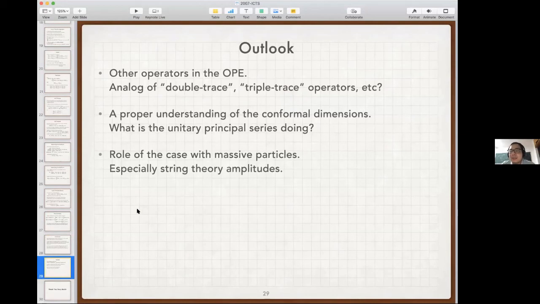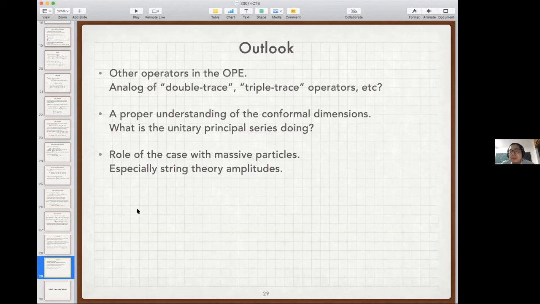So for example, some future questions which I personally think should be interesting to look at. For example, when we think about the spectrum coming out from the operator product of two external particles. If you think about two gluons, of course it should not be sufficient if we just think about the gluon operators themselves, or even if you add in the gravitons, there should be many other things. And one thing that I feel is particularly attractive is whether there's some notion similar to the so-called double trace, triple trace, and multiple trace operators.